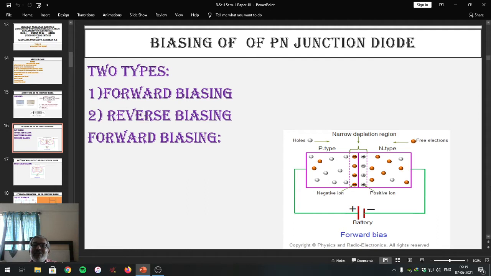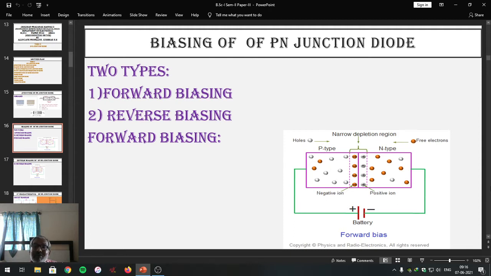In case of silicon, it is of the order of... sorry, for silicon it is of the order of 0.6 to 0.7 volt, and for germanium it is of the order of 0.2 to 0.3 volt. Due to this barrier potential generated across the junction, further transfer of electrons and holes stops. That is, the diffusion process will be stopped.